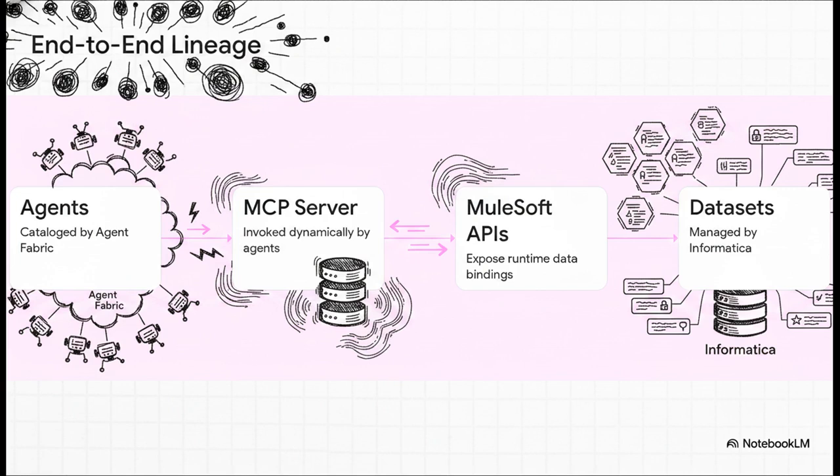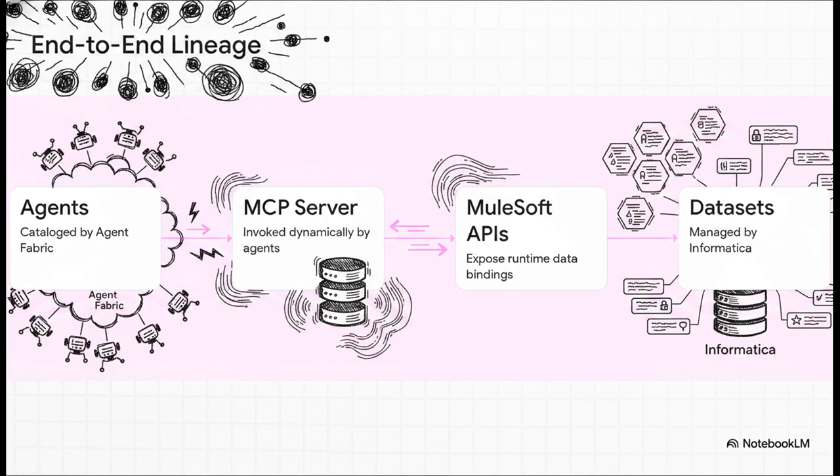Let's break it down anatomically. Step 1, it starts with the agents, which are cataloged by Agent Fabric. These agents then invoke an MCP server. That's Step 2. The request then moves to Step 3, MuleSoft APIs, and these APIs expose strong runtime configurations that declare exactly which data sources they are binding to.